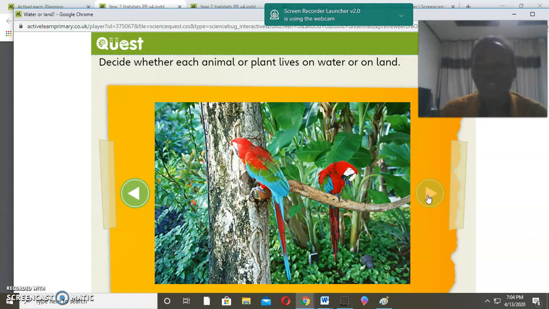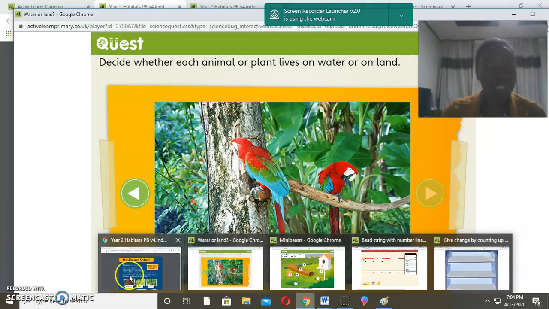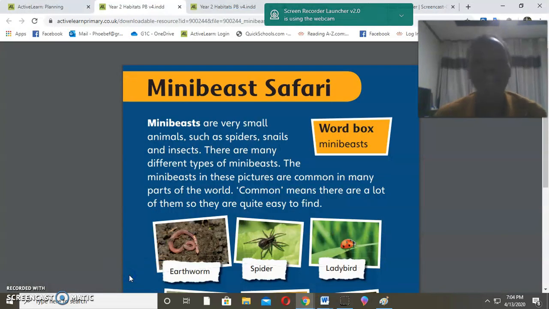Well done. Okay, so now we are going to look at microhabitat, and we are looking at mini beast safaris. The last time I introduced this, I know some of you did not understand it, so I am going to repeat it again. Mini beasts are very small animals such as spiders, snails, and insects.